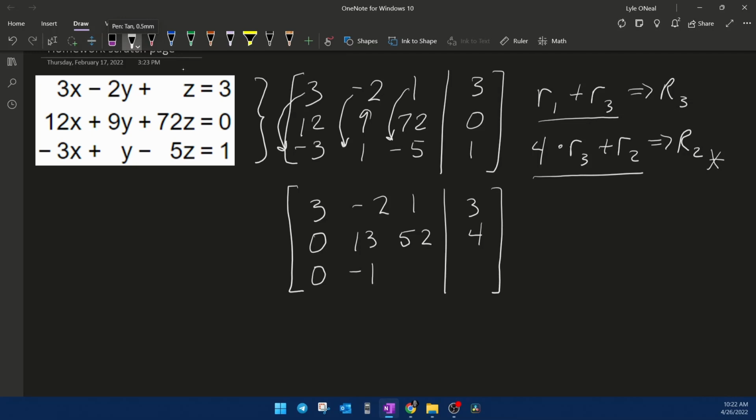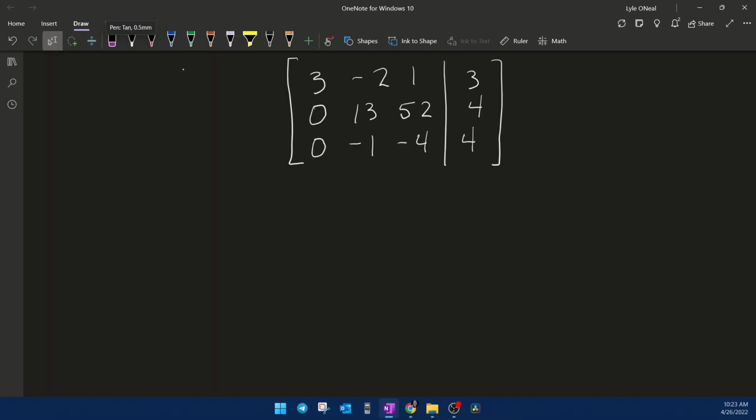1 minus 5 is -4. 3 plus 1 is 4. And now we need to take an inventory, see where we're at, and then try to determine our next move. All right, after careful consideration, I have decided that I can turn this 3 into a 1 at any time. I can always just multiply through by 1/3. So I'm going to let him stay at 3 for the moment.